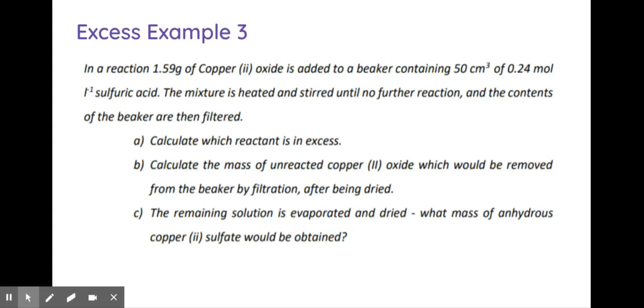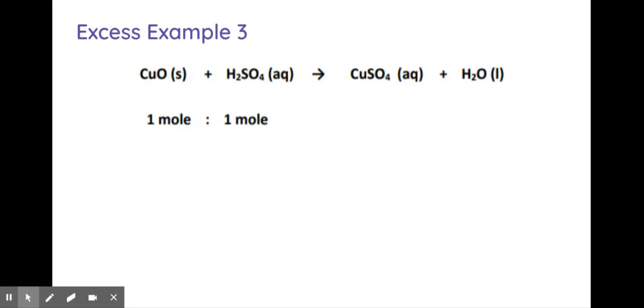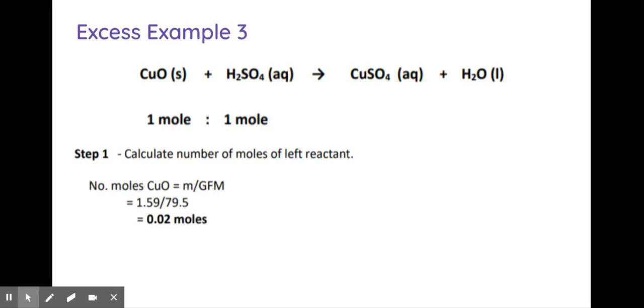The calculation for part A is exactly the same as it always is. So let's have a look at our balanced equation. We can see that 1 mole of copper oxide reacts with 1 mole of sulfuric acid. As always, step 1 is to calculate the number of moles of the left reactant. Now we've got a mass this time, so we're going to do mass divided by GFM. That gives us 1.59, the grams of copper oxide from the question, divided by 79.5, which is the GFM. That gives us 0.02 moles of copper oxide.